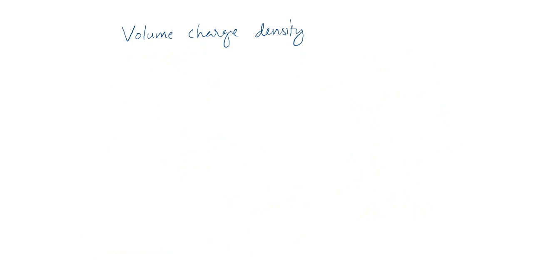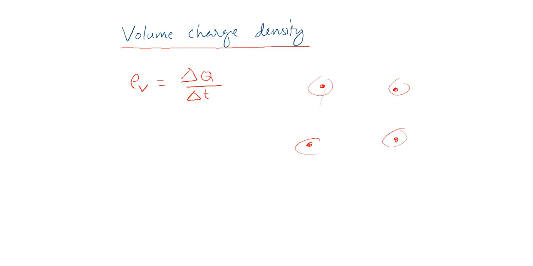So we will discuss first what is volume charge density. Volume charge density is represented as rho v, which is delta q by delta v. Now why are we discussing volume charge density? In the previous case we discussed a system of charges. This is a separate entity, this is a separate entity, this is a separate entity.